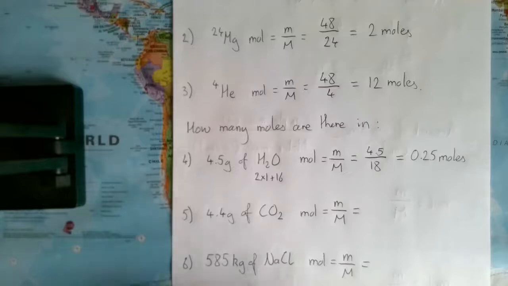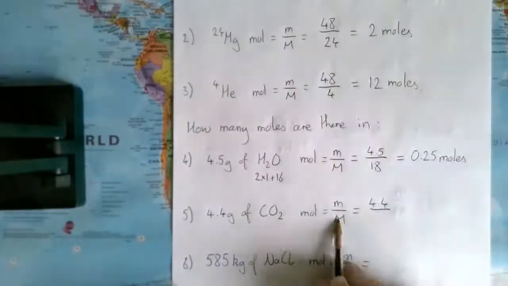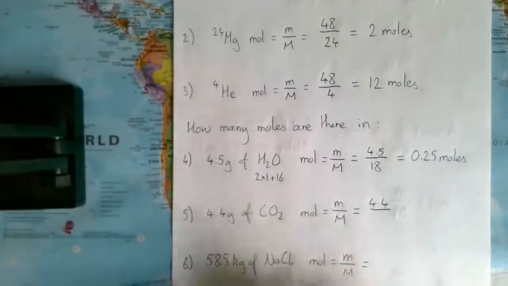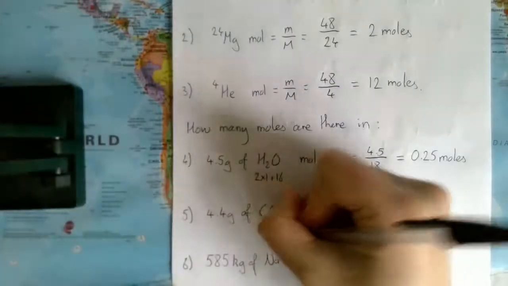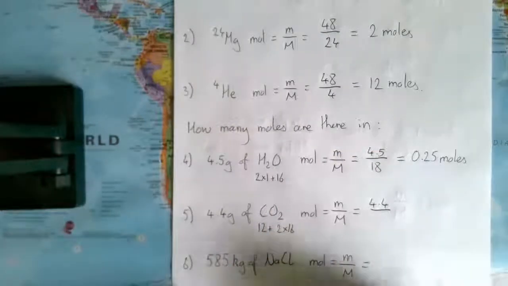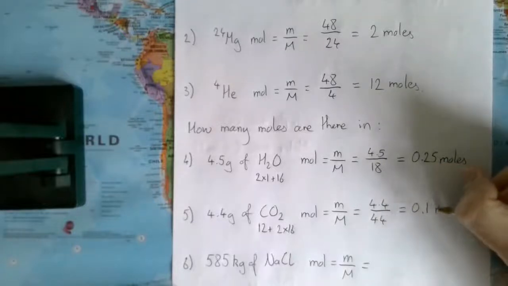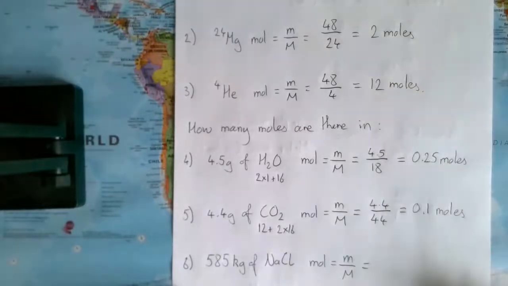Next one down. Sample mass, 4.4. Oh no, we haven't been given the molar mass. Oh yeah, we'll look it up in the periodic table. Carbon is 12. Oxygen is 16, and there's 2 of them. Add all that together. It's 44, so 0.1 moles.